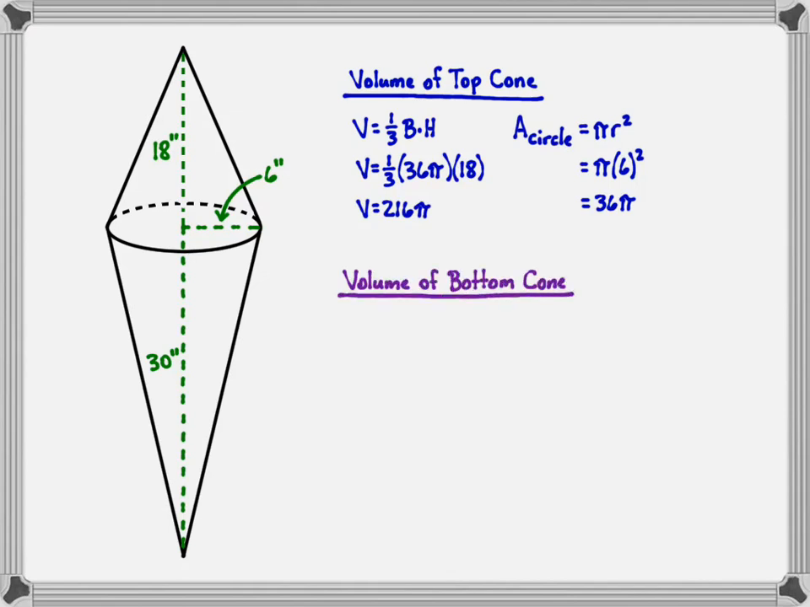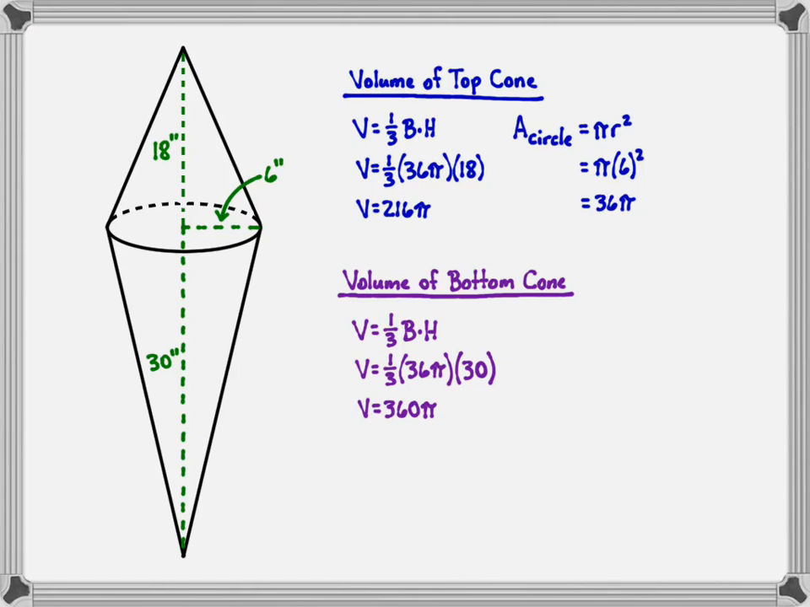For the volume of the bottom cone, notice the bottom cone has the same base shape. It has a circle that's the same circle as the top cone. So we can use that as our base area. Our base area for our bottom cone is still going to be 36 pi, but this time our height is going to be 30 inches, so we just plug that in. The volume of the bottom is 1/3 36 pi times 30. We multiply all that out, we get 360 pi.